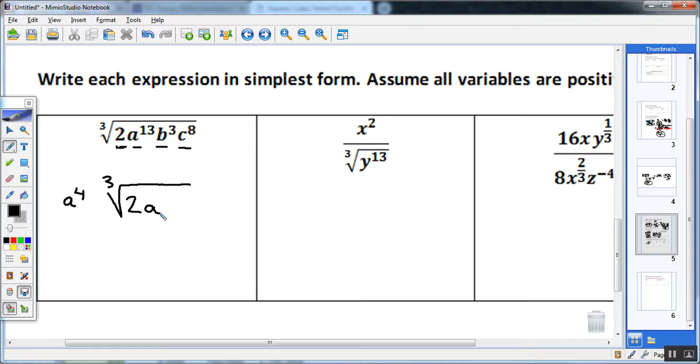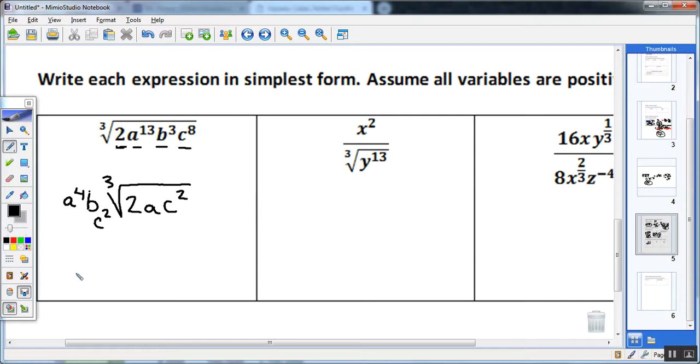Is there going to be a remainder? No. So I can put b to the 1st out front. Do I need to put any b underneath the radical sign? No, because there wasn't a remainder. Okay? What's the exponent for c, kids? 8. How many whole times will 3 go into 8? 2. So what do you think you're going to put out front? C to the second. But is there a remainder when I take 3 into 8? 2. So what's going to go back under here? C to the second.